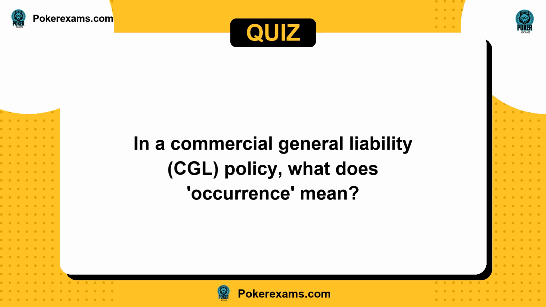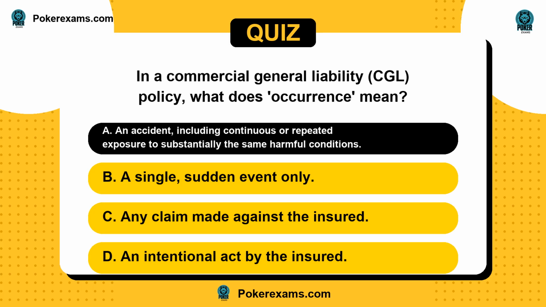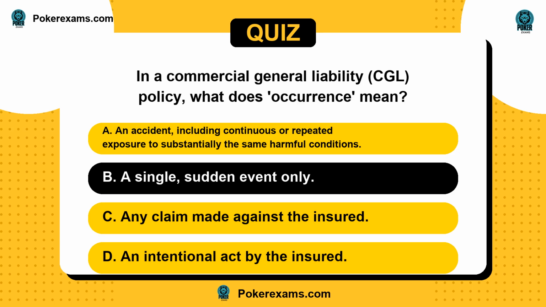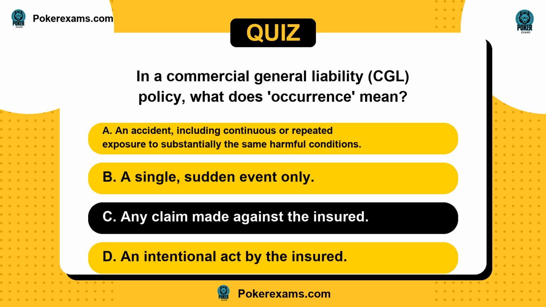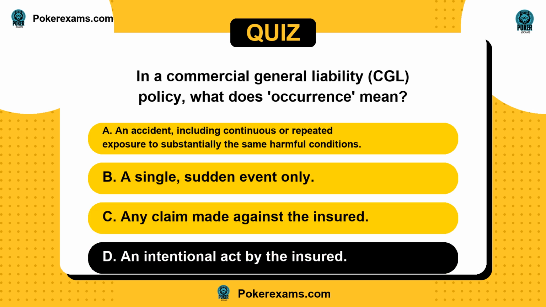Next question. In a commercial general liability (CGL) policy, what does occurrence mean? Is it A, an accident, including continuous or repeated exposure to substantially the same harmful conditions? Or B, a single, sudden event only? C, any claim made against the insured? Or D, an intentional act by the insured?